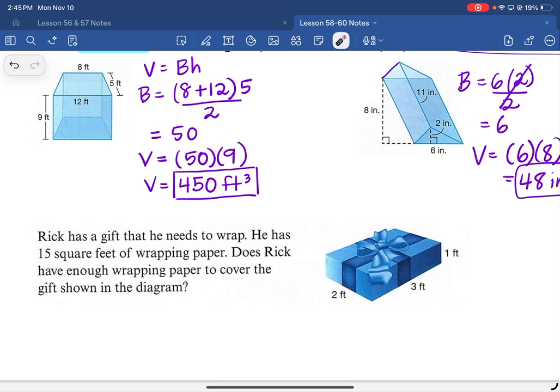Okay, I would like you to try this one on your own. Rick has a gift he needs to wrap. He has 15 square feet of wrapping paper. Does Rick have enough wrapping paper to cover the gift shown in the diagram? That's surface area. Yeah, it's an application problem. They're the best.